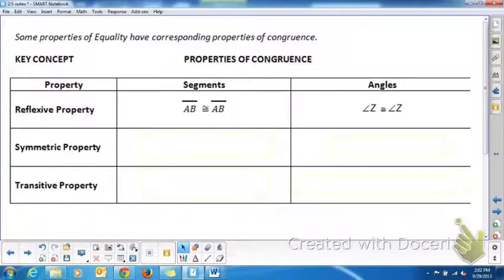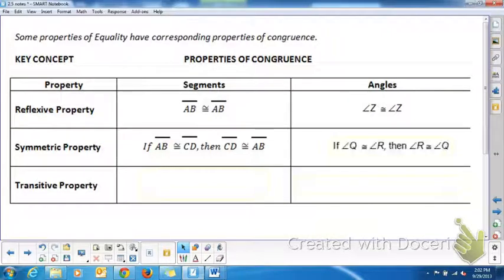It can be said of angles also. Angle Z is congruent to angle Z. This is true of every segment and every angle. They are congruent to themselves. Symmetric property. Again, that's when there are two geometric figures. If segment AB is congruent to segment CD, then segment CD is congruent to segment AB. This is also true of angles. If angle Q is congruent to angle R, then angle R is congruent to angle Q.